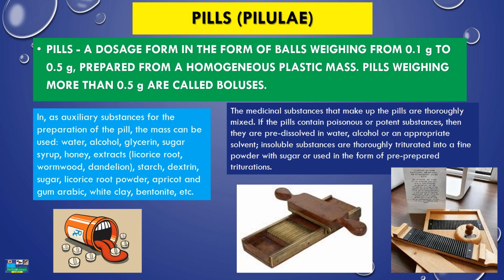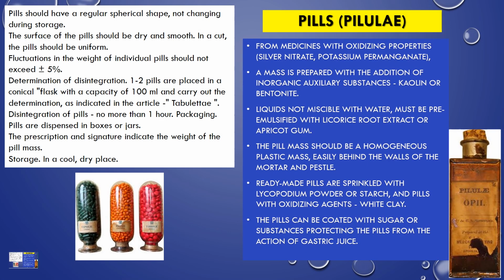One of the forms of mini tablets is pills, in Latin pillulae. Pills are a dosage form in the form of balls weighing from 0.1 gram to 0.5 gram, prepared from a homogeneous plastic mass. Pills weighing more than 0.5 gram are called boluses. Pills should have a regular spherical shape, not changing during storage. The surface of the pills should be dry and smooth. In a cut, the pills should be uniform.